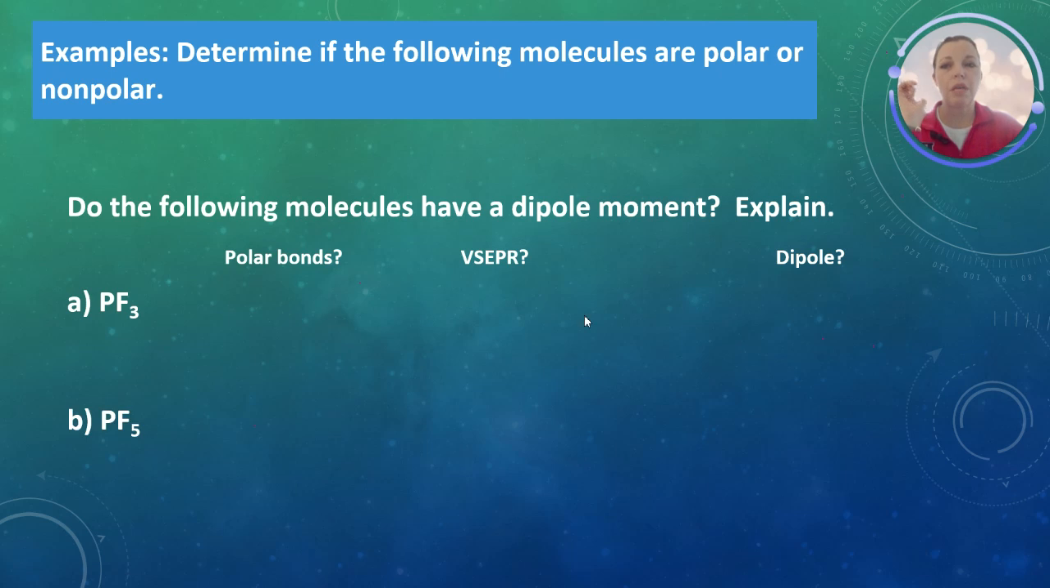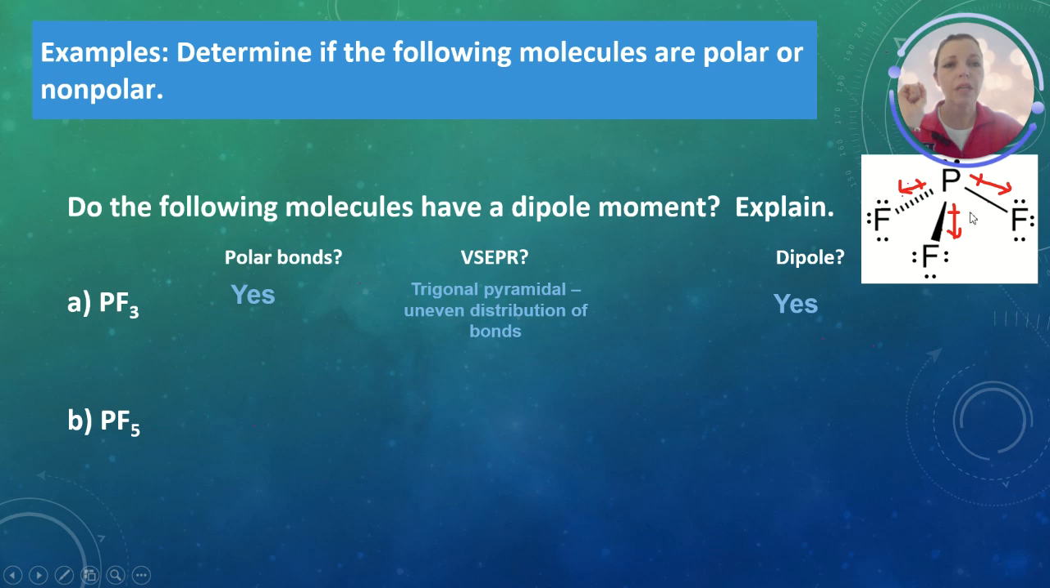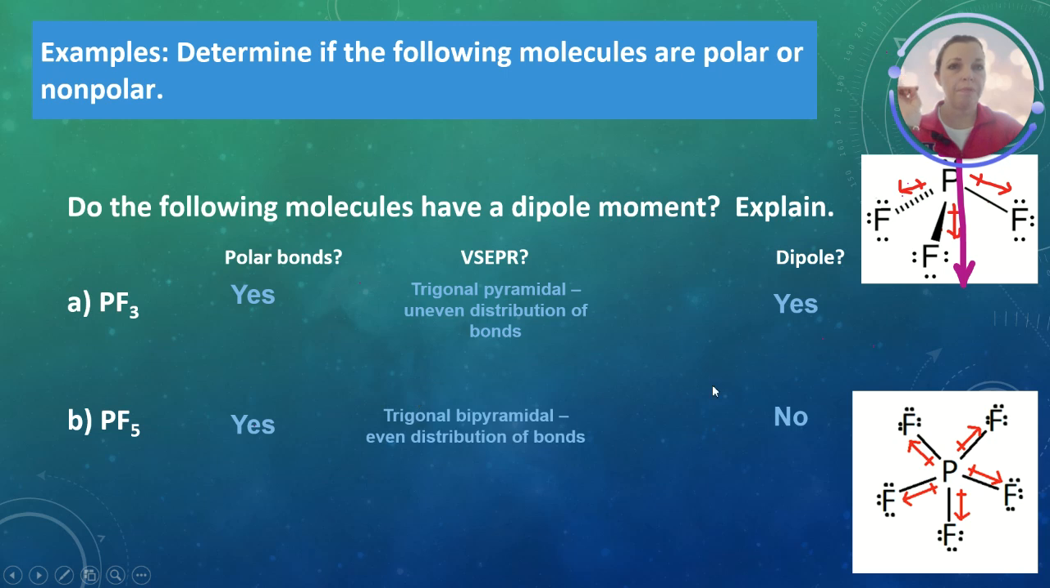Okay, so we're going to look at PF3 and PF5. So do they have polar bonds? And then the answer for PF3 is yes, it does. What is the VSEPR? Trigonal pyramidal, which is an uneven distribution of bonds. Does it have a dipole moment? And the answer is yes. The reason for this is that you have 1 lone pair on your phosphorus here, which creates trigonal pyramidal. And that's your uneven distribution of bonds. Then for PF5, on the other hand, we still have those polar bonds, but it's trigonal bipyramidal with an even distribution of bonds. Therefore, it would have no dipole moment.